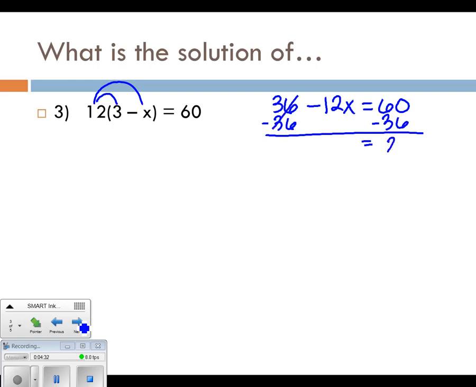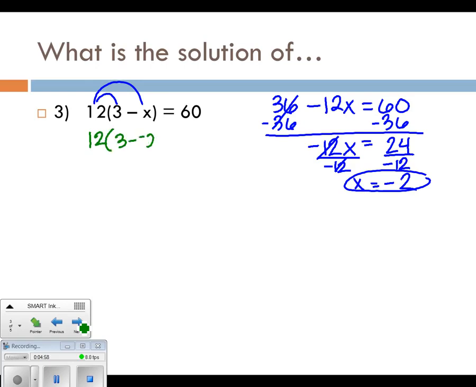And then we have 24 on the right side. We have negative 12x because that minus sign in front, that means it's negative. So if we want to get that x alone, we'll divide by a negative 12 on both sides. Whatever you do to one side, you do to the other, and you end up with a negative 2 for a solution. Check your work. Plug negative 2 into the original. And that works. So negative 2 is the solution.